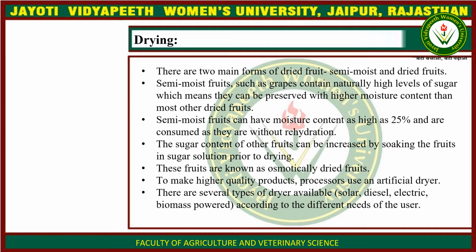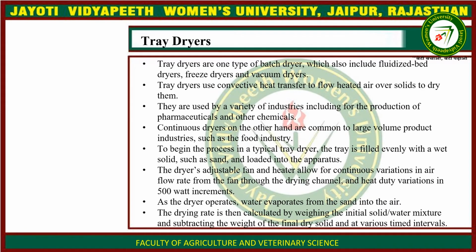There are several types of dryers available, that are solar, diesel, electrical, biomass powered, according to the different needs of the user. Then tray dryers. In this experiment, we are using tray dryers. Tray dryers are one type of batch dryer, which also include fluidized bed dryers, freeze dryers and vacuum dryers. Tray dryers use convective heat transfer to flow heated air over solids to dry them. They are used by a variety of industries including for the production of pharmaceuticals and other chemicals. Continuous dryers, on the other hand, are common to large volume product industries such as the food industry.